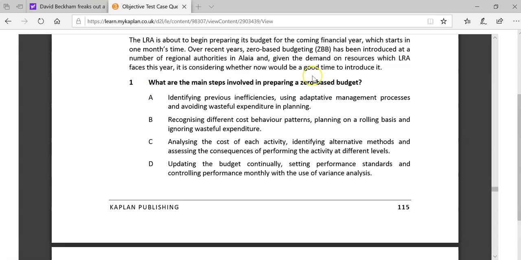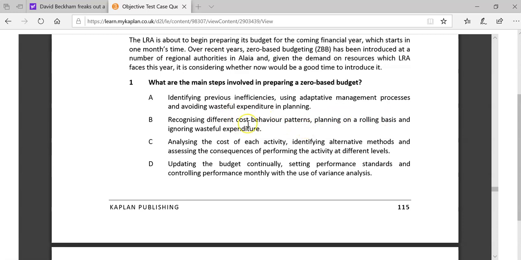So I'm sure you've read the story. These guys are pretty much trying to introduce zero-based budgeting into their program. So this issue here: what are the main steps involved in preparing a zero-based budget? When you read through all of them, let's start. Identify previous inefficiencies and avoid waste. In a way, we're still accepting the budget of last year. It feels almost incremental, just a better incremental budget.